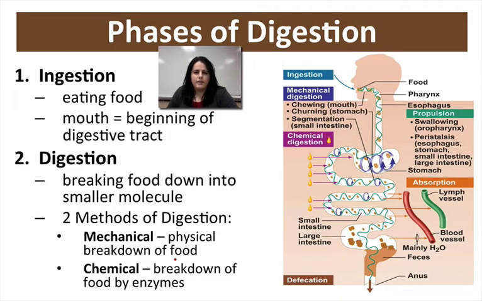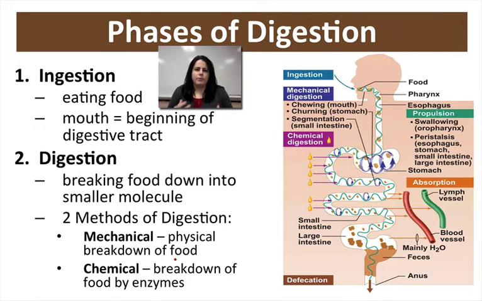Looking more in detail into each of these processes, the first one, ingestion, is simply the process of eating food. So picking up some food and putting it into your mouth, that's ingestion. And it obviously starts at the mouth as well. Now after that, as soon as you put it into your mouth, the second process and phase occurs, which is digestion. Now digestion is broken down into two main parts: mechanical digestion and chemical digestion.